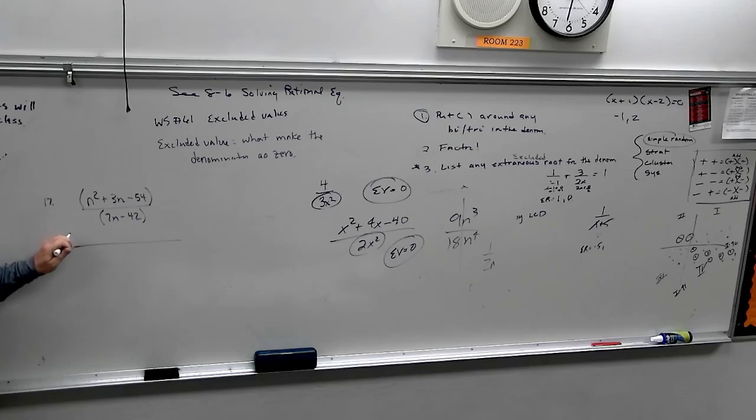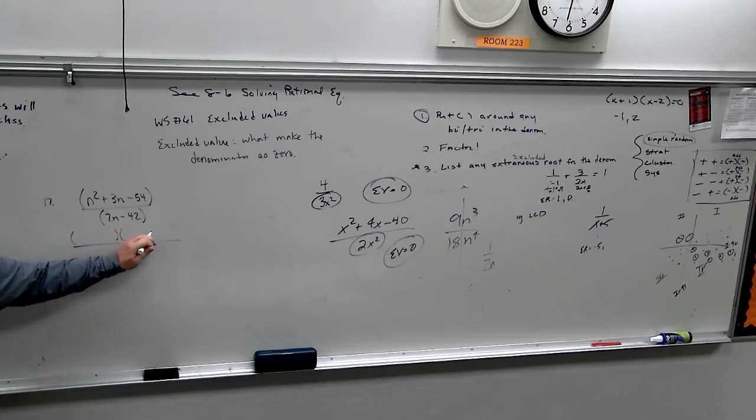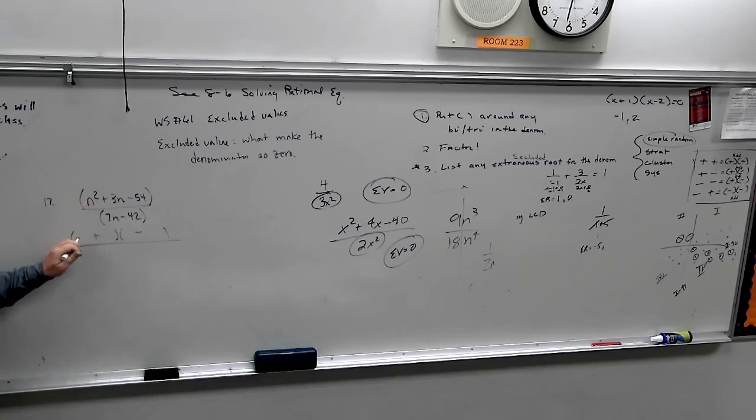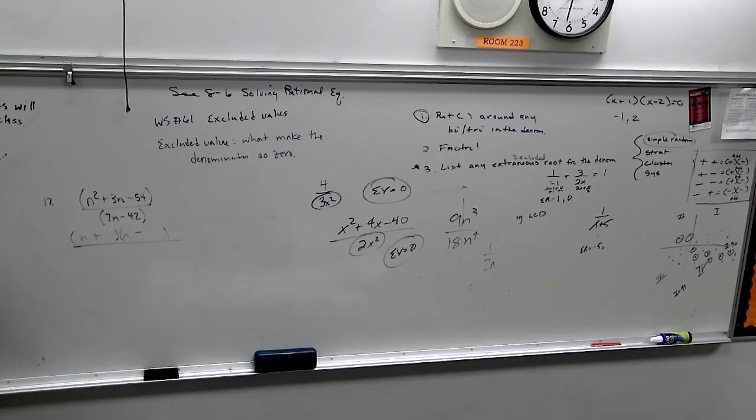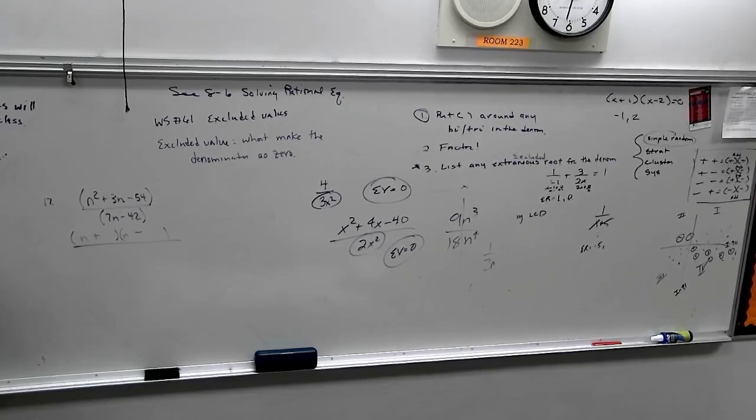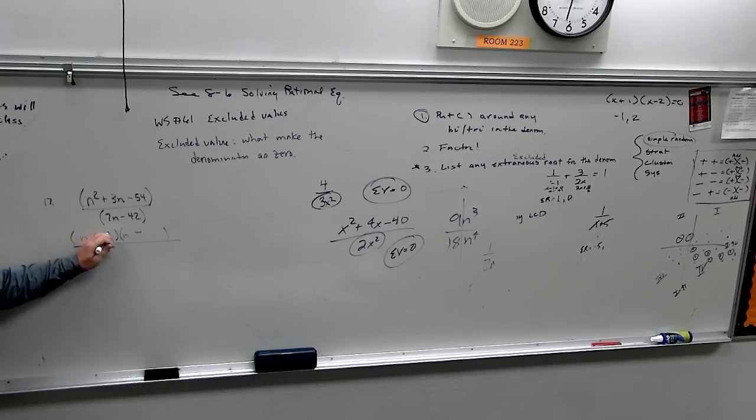We have a trinomial on the top, n squared plus something n minus 54. What times what is 54 when I subtract them, I get 3? 9 and 6, exactly. So this would be 9 and 6.